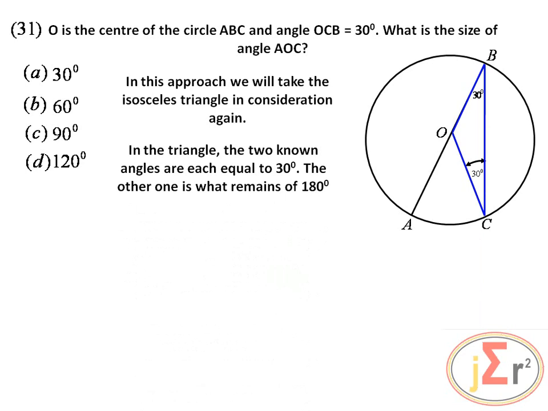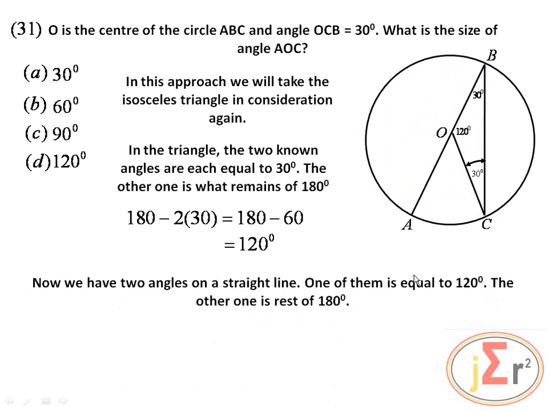Of course, angles in a triangle add to give 180 degrees, and we know these 2 angles. We therefore can determine that third angle. It is equal to the rest of 180 degrees. So we take 2 times 30 from 180, and the result is 120 degrees. That is what this angle right here is, 120 degrees.